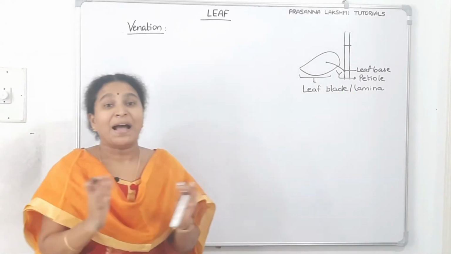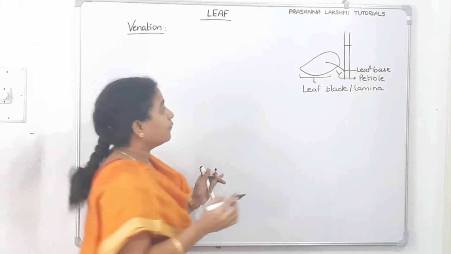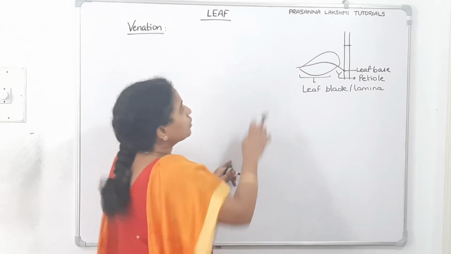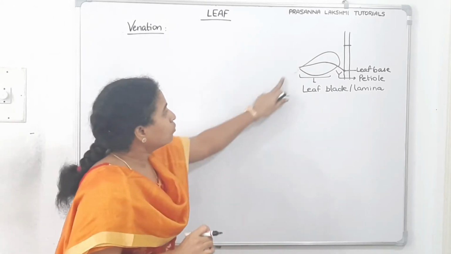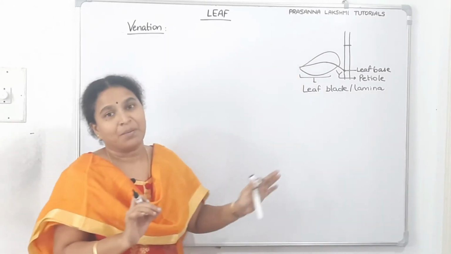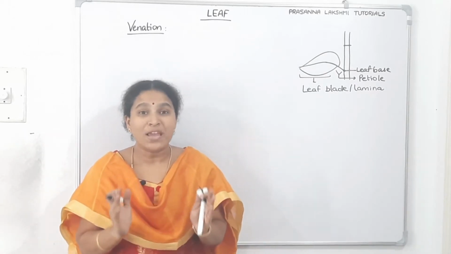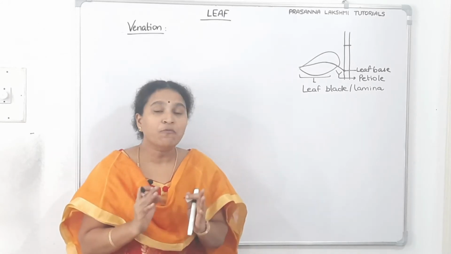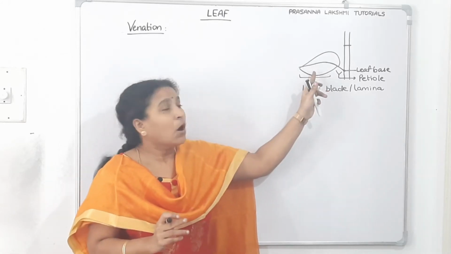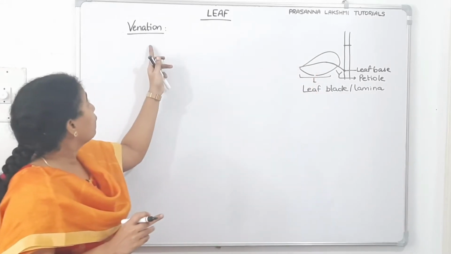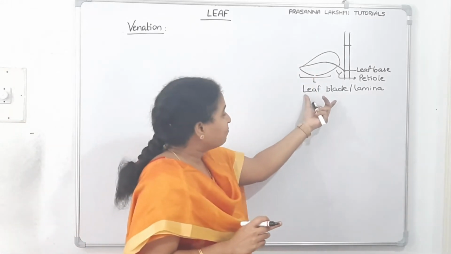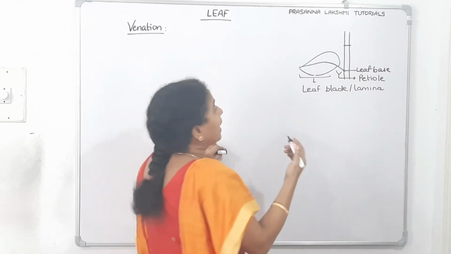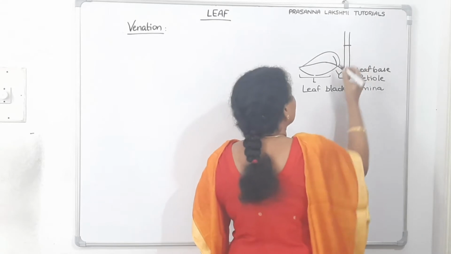Now, on the expanded portion, the leaf lamina, if you see, there is a midrib. This is the midrib, which divides the lamina into two parts. From the midrib arise veins, and the veins will further split into veinlets. So, the arrangement of veins and veinlets on the lamina is called venation. Now, this midrib will split to make veins.